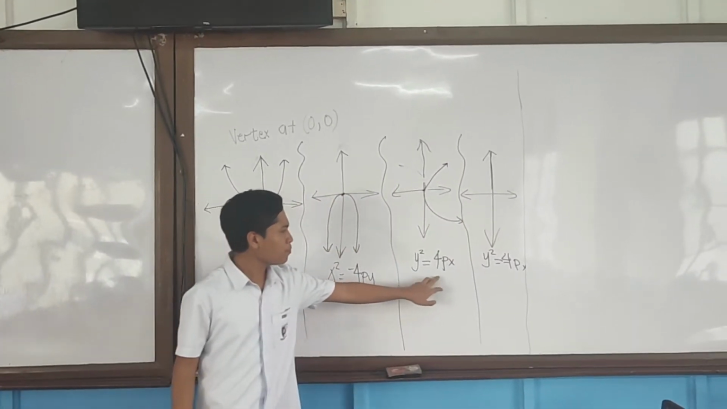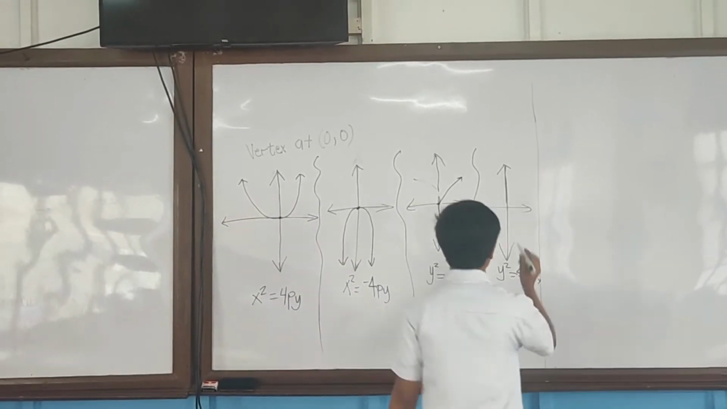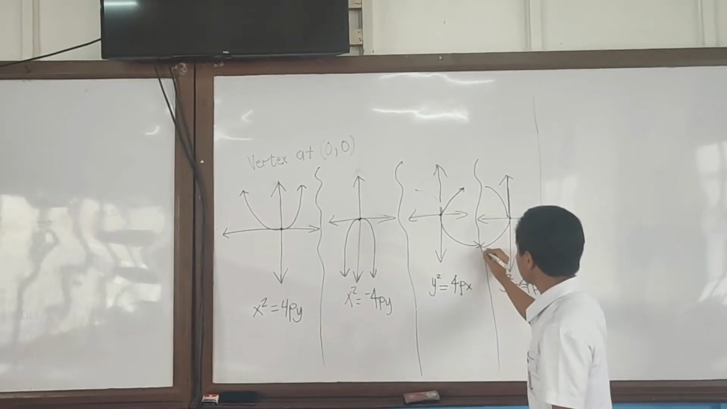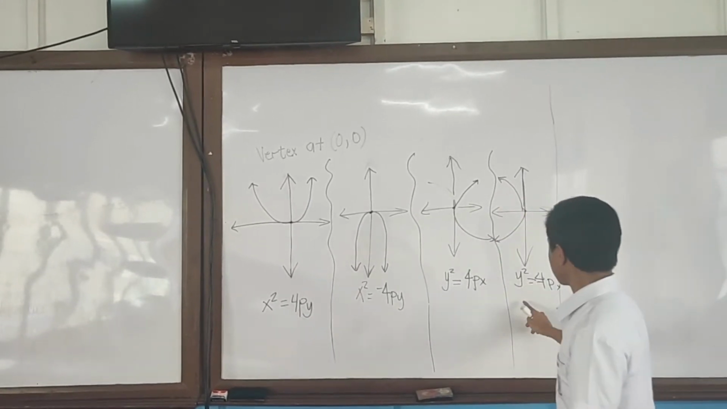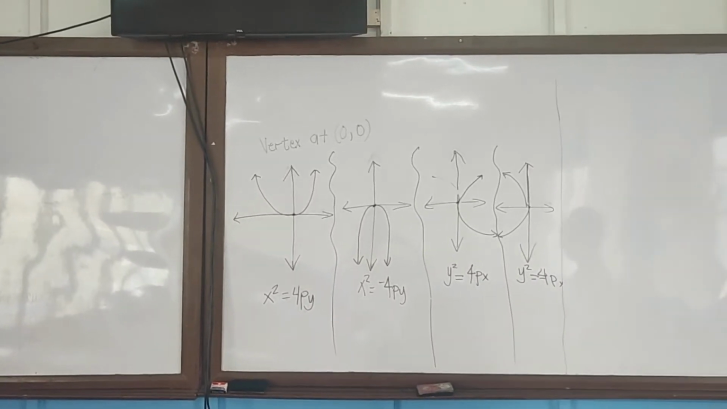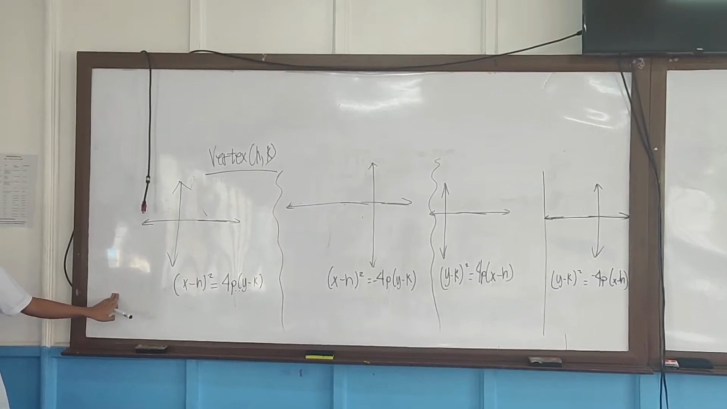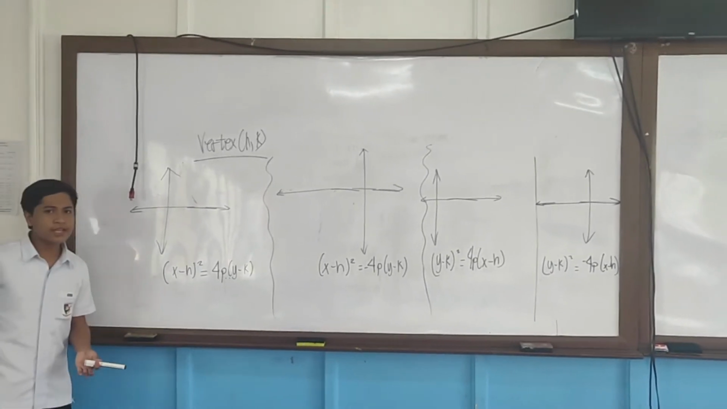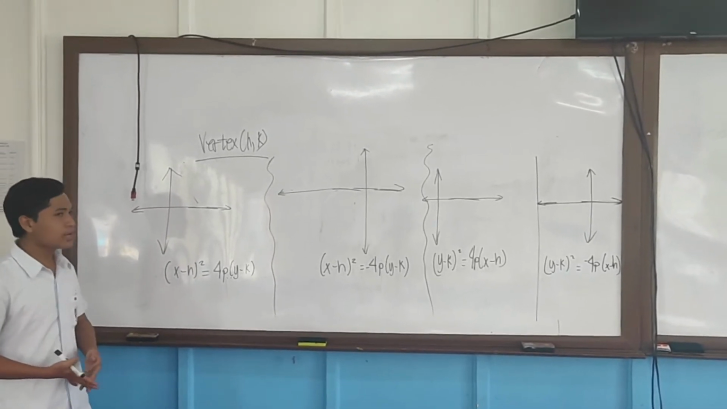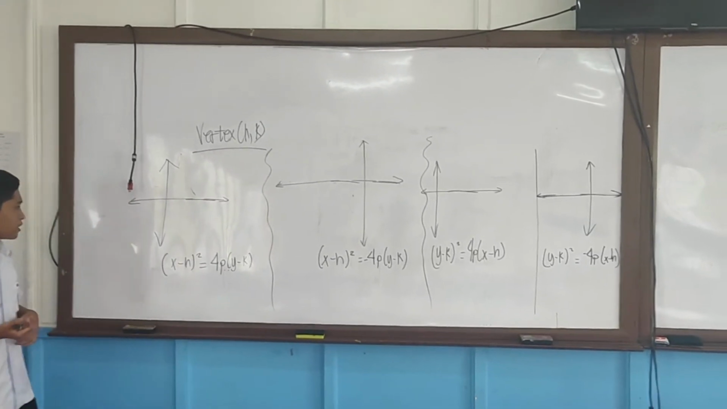In y squared equals 4px, the parabola opens to the right side. And lastly, in y squared equals negative 4px, it opens to the left side. Now, after we talk about the vertex at the origin, or should I say (0, 0), let's move on to the vertex (h, k).